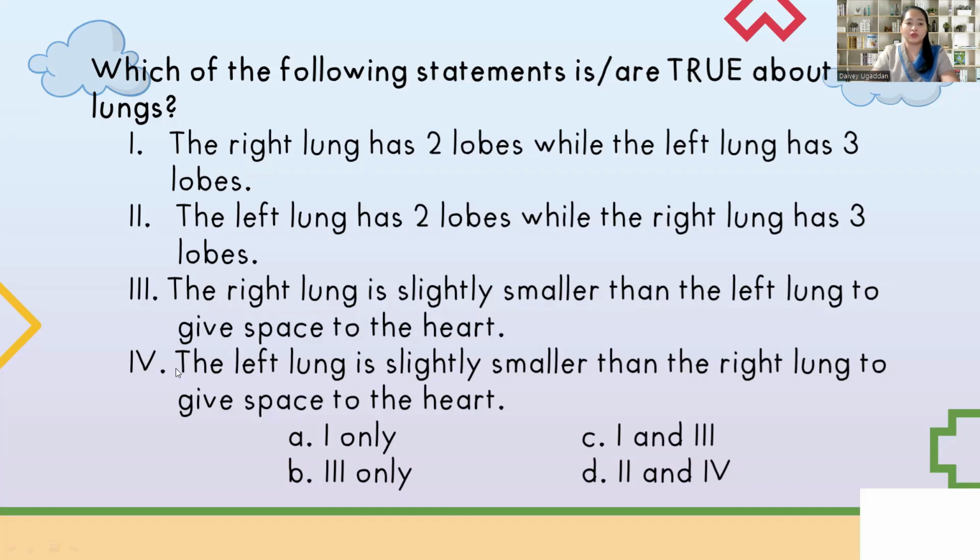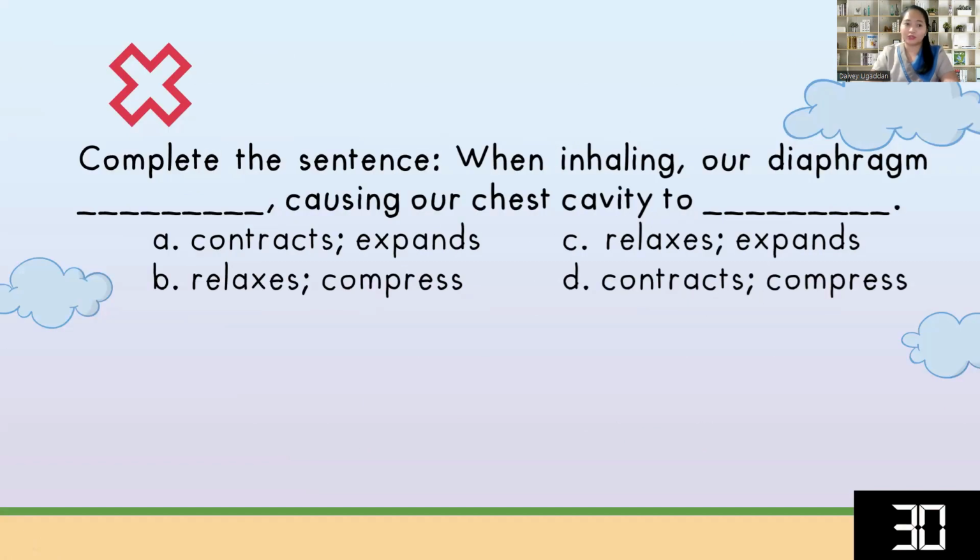Now, let us move on to 3 and 4. Which is smaller and which is bigger? So remember, your right lung is bigger than the left lung. So the left lung should be smaller so that it can give space to the heart. So with these concepts, we can now find out the correct answer, and the correct answer is letter D, 2 and 4.